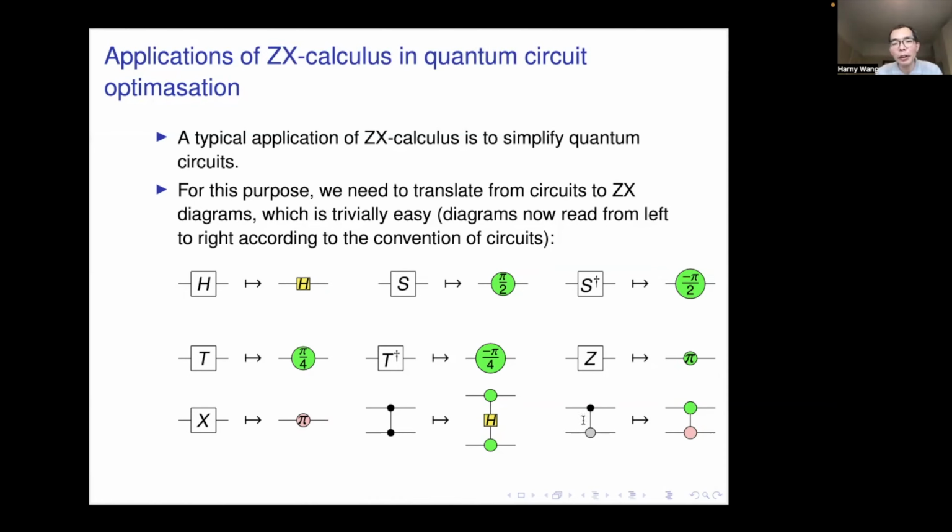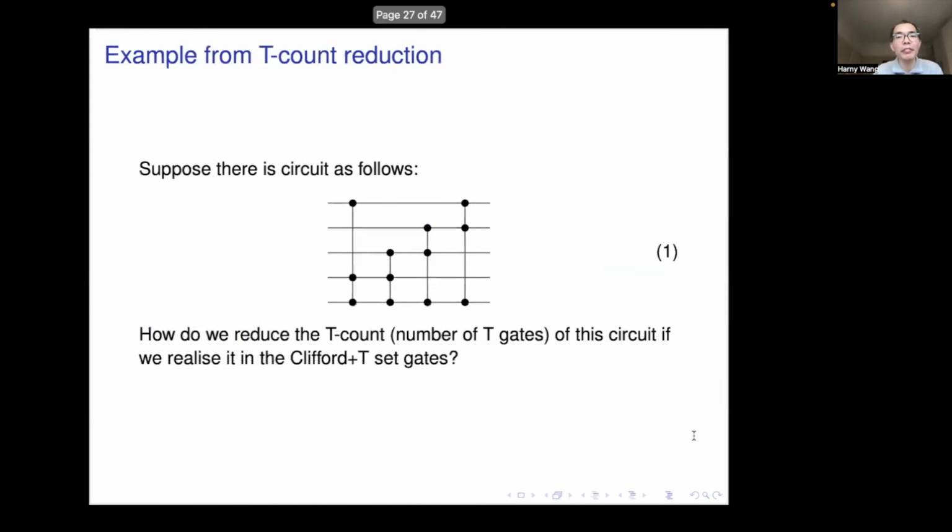I didn't draw this one properly, but this CNOT gate in ZX is exactly, I mean, when I say translation, it keeps the semantics. If you keep the semantics, it is the exact CNOT gate. That's the control part, and that's the target part. So you have a very easy, direct translation from quantum gates to ZX diagrams. That's why a typical application of ZX calculus is quantum circuit simplification. Now I want to give an example.